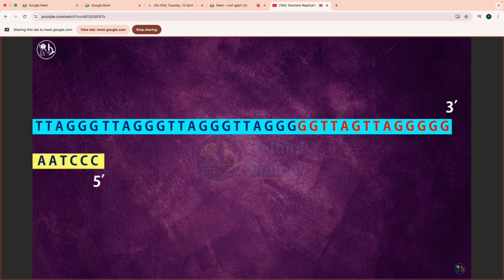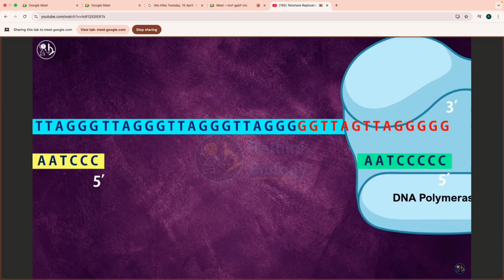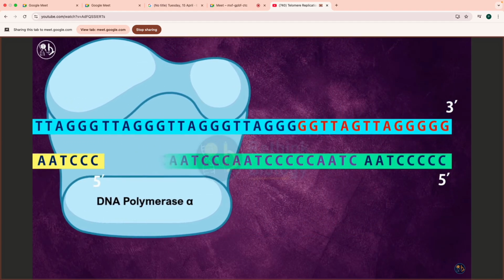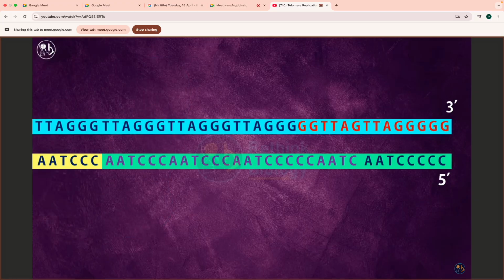After that, the lagging strand is completed by DNA polymerase alpha, which has DNA primase as one of its subunits. Thus, no information is left to be copied from the parental DNA to the new DNA. In this way, telomeric replication occurs to prevent the eukaryotic chromosome from shortening with each cycle of cell division.